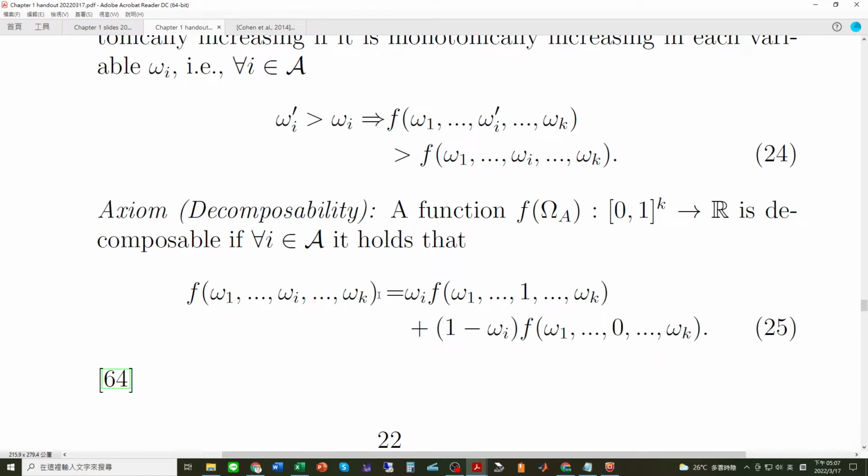So it means that we can decompose the original function into the sum of two functions. The first function is f(omega_1, ..., 1, ..., omega_k) times omega_i, plus the second function f(omega_1, ..., 0, ..., omega_k) times (1 minus omega_i).